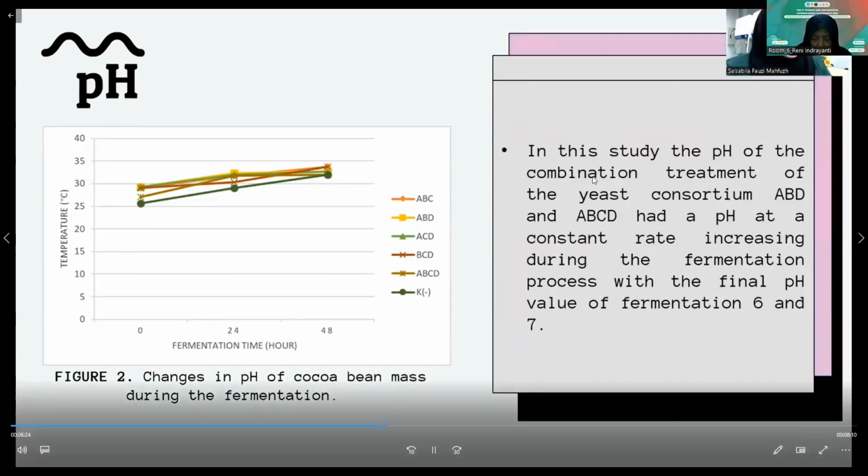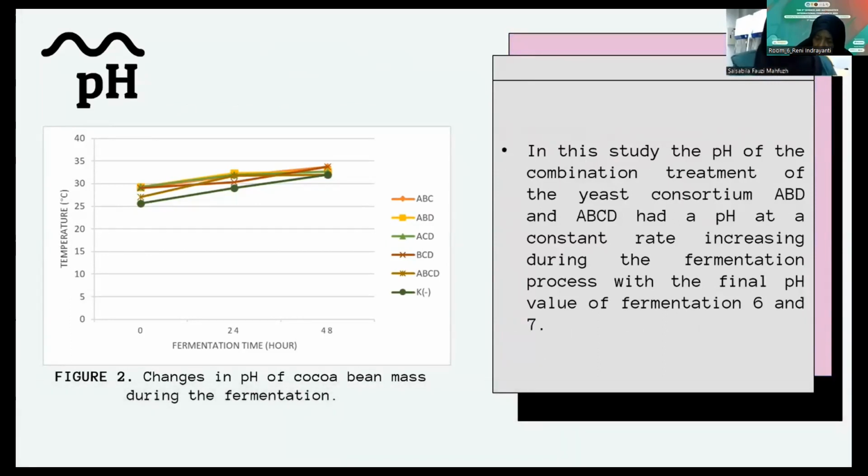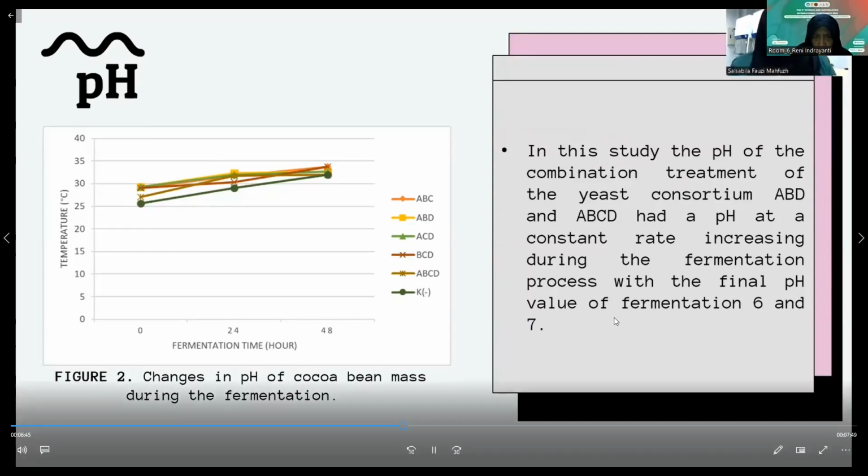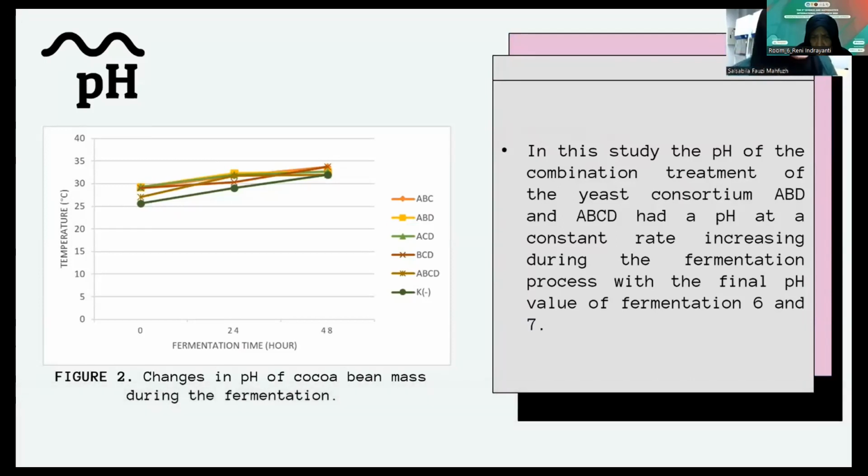Second one is the pH. The pH of the cocoa bean is an important physicochemical property because it gives an indication of the degree of acidification of the cocoa beans during fermentation and the quality of the fermentation. In this study, the pH of the yeast consortium combinations ABD and ABCD increased at a constant rate during the fermentation process, with a final pH value of 6.7.